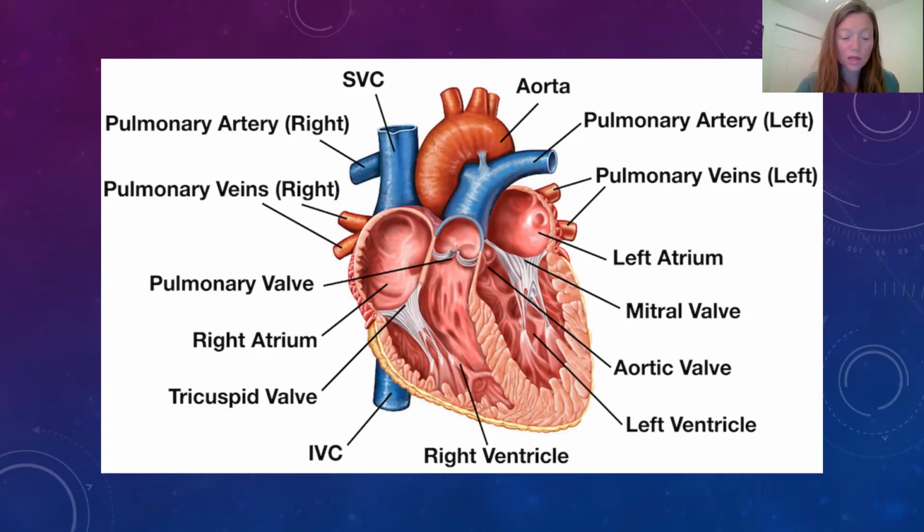So once the heart has pumped blood from the right ventricle into the pulmonary arteries, you don't want it to flow back into the right ventricle. You want to keep it going in the proper direction.